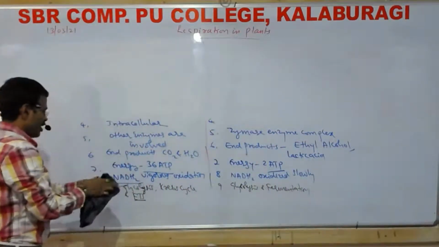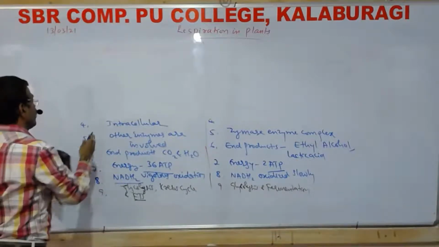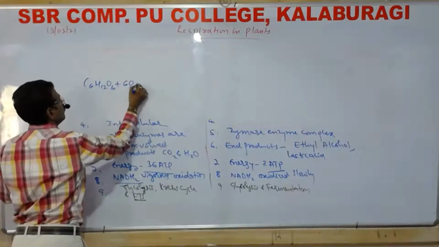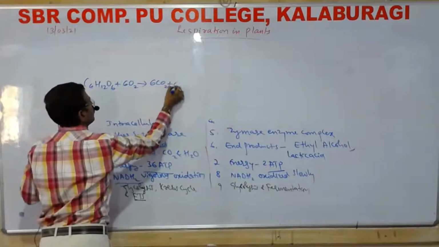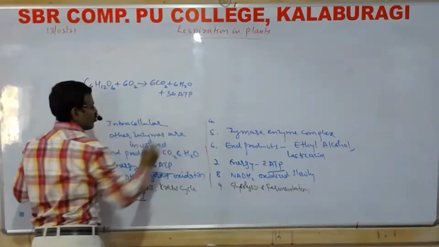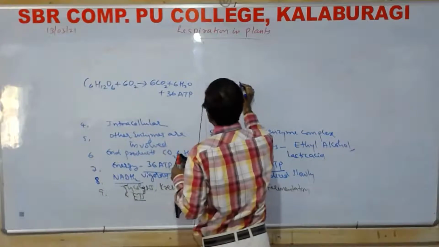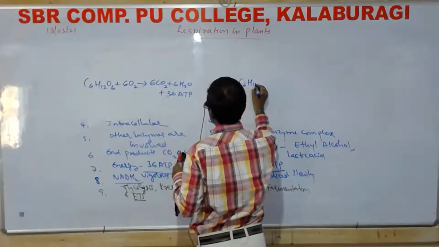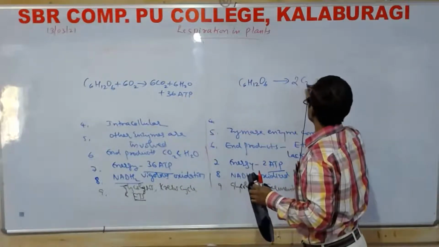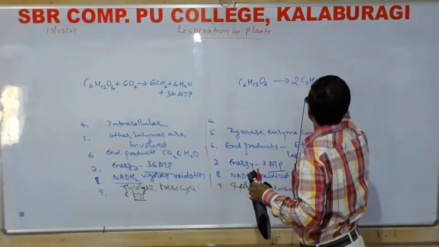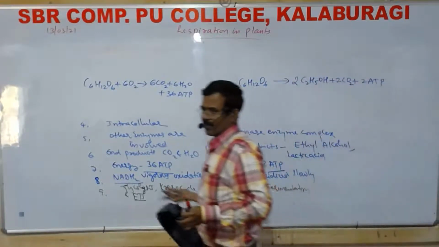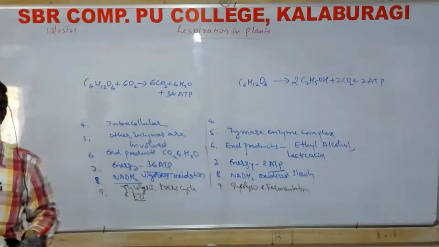If you want, you can write the reaction also. In aerobic respiration, what will you write? C6H12O6 plus 6O2 gives 6 carbon dioxide plus 6H2O plus 36 ATP. This is the aerobic respiration reaction. If you take anaerobic fermentation, C6H12O6, under anaerobic condition, gives rise to 2 molecules of ethyl alcohol plus 2 carbon dioxide and only 2 ATP. This is the chemical equation difference.